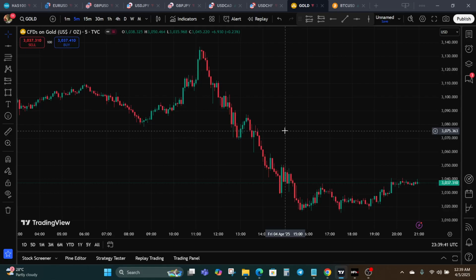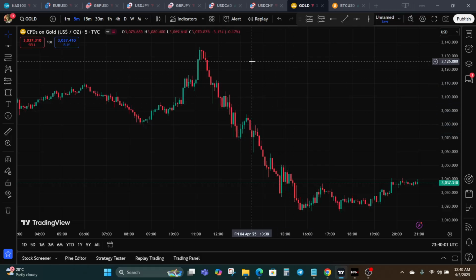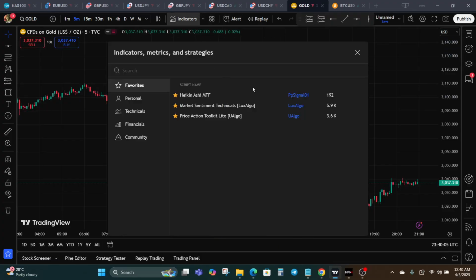Most traders start out with the simple moving average or the exponential moving average. They work, but they are not perfect. The SMA reacts too slowly, and the EMA sometimes gives too many signals in choppy markets. Now here's where this upgraded indicator comes in. Head over to your TradingView indicator library and search for Hull moving average.